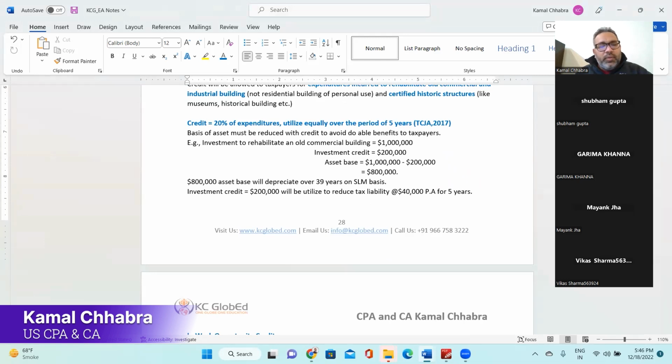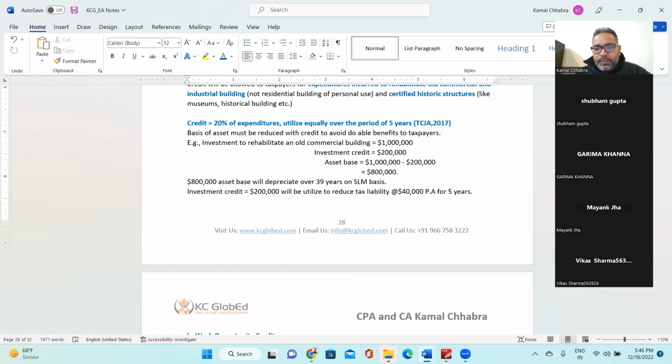But one thing you need to remember: you need to reduce that $200,000 from the $1 million to consider as the basis of the asset. Your asset base will reduce by the tax credit which you are planning to avail over the period of 5 years. That is something you need to keep in mind to avoid any double tax benefit.